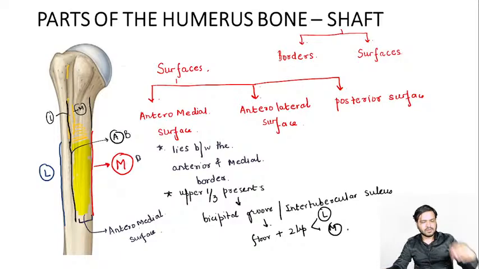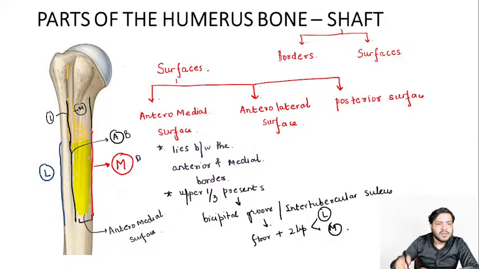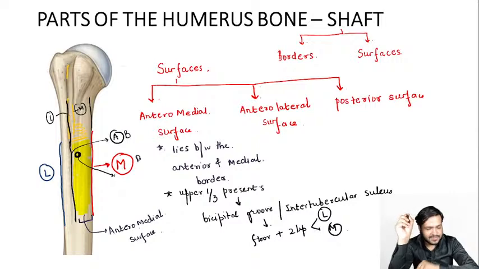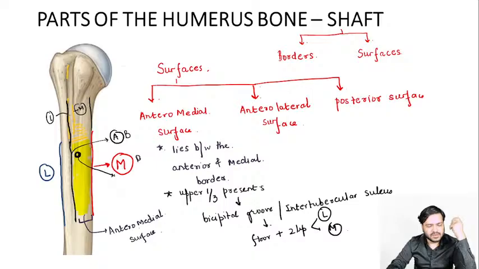Yes, that is about this, and a little below, over here you will find a foramen also. Can anyone tell me the name of this foramen which is found in the shaft region? I discussed this in general anatomy, a foramen is seen. So I'm waiting for your answers. Which foramen will you find over here? What is the name of this foramen situated on this anteromedial surface, a little lower than the upper one third part?